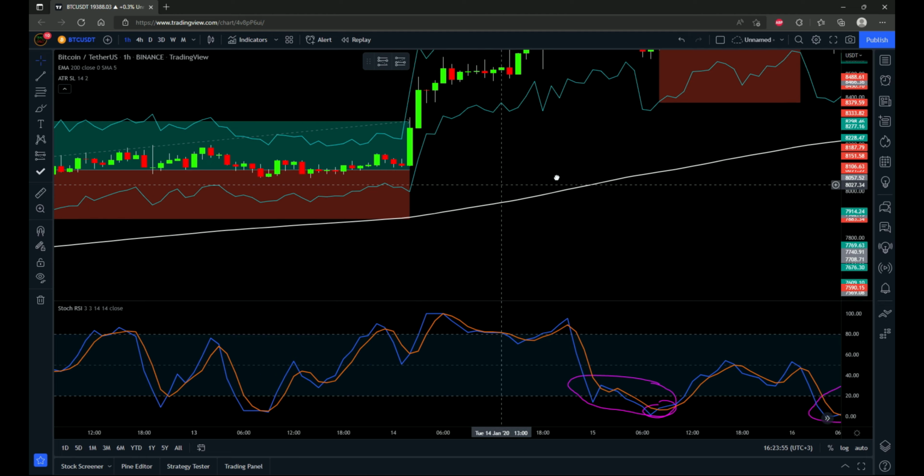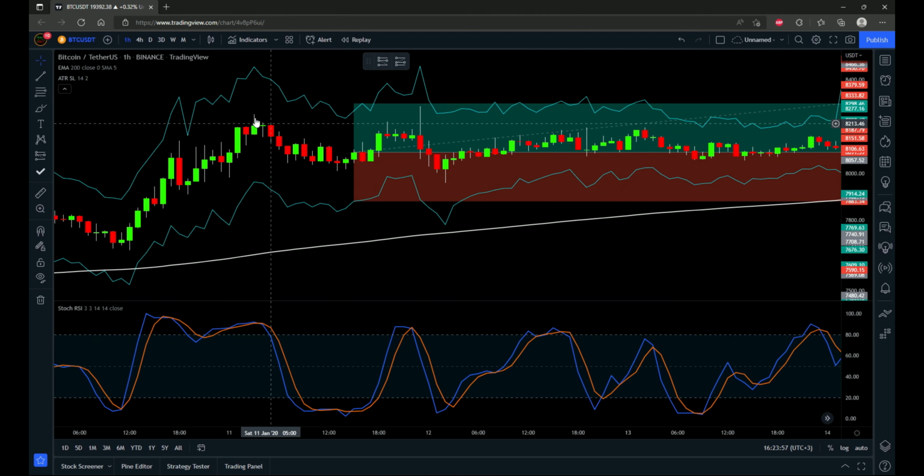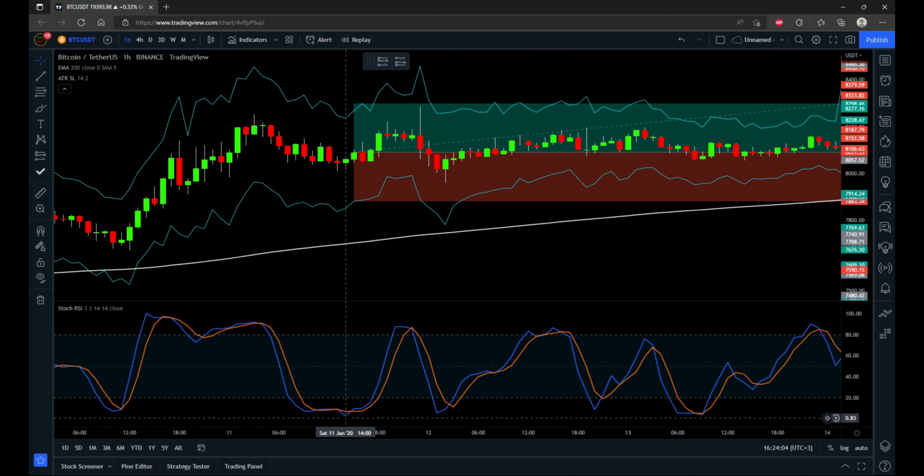We can take a look at one more over here. So we see that stochastic RSI comes down into the oversold territory. We get a cross up right here. Then we get another cross back down, and then another cross back up right here.